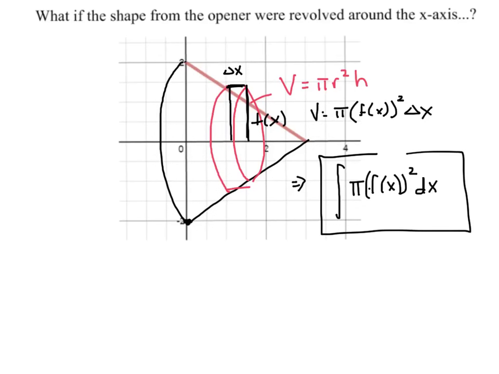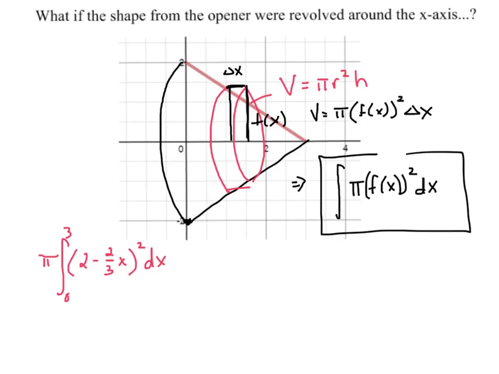Now for me, I always, of course, would pull that constant out front. So for this, my integral would be pi multiplied by the radius, which again is the function. So from the opener, that function was 2 minus 2/3 x, squared, dx. And we're going to integrate this from 0 to 3. Okay? So that would find the volume.